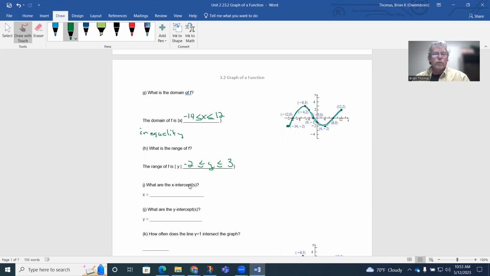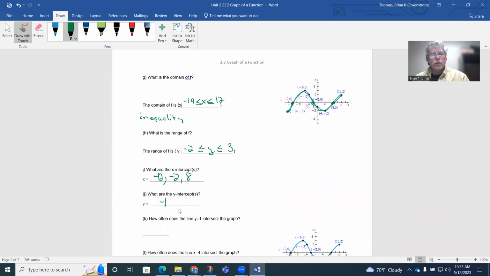So what are the x-intercepts? The x-intercepts are where it touches the x-axis. It looks like I see negative 12, negative 2, and 8. There are 3 places where the graph touches. A lot of this is from left to right: negative 12, negative 2, and 8 would be the x-intercepts. The y-intercept would be where it touches the y-axis. It looks like the point 0, negative 1. So negative 1 would be your y-intercept.